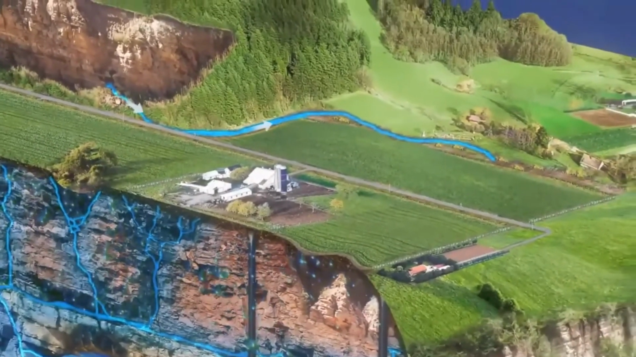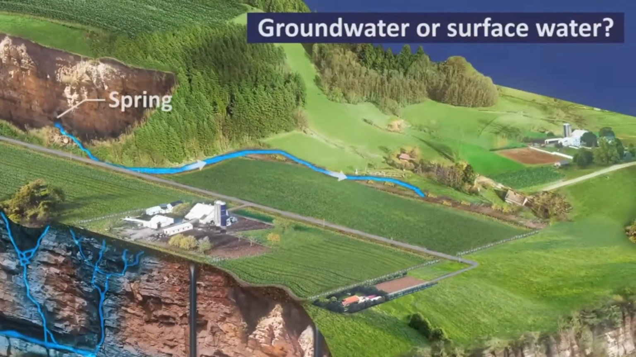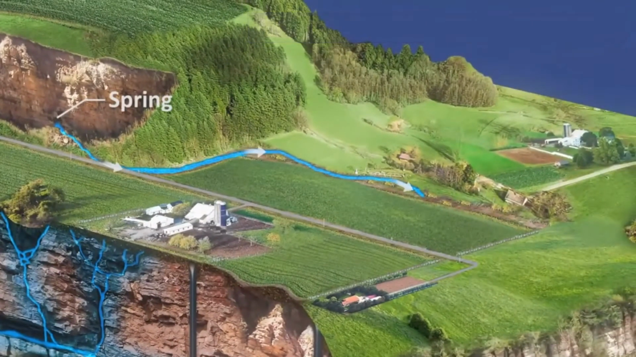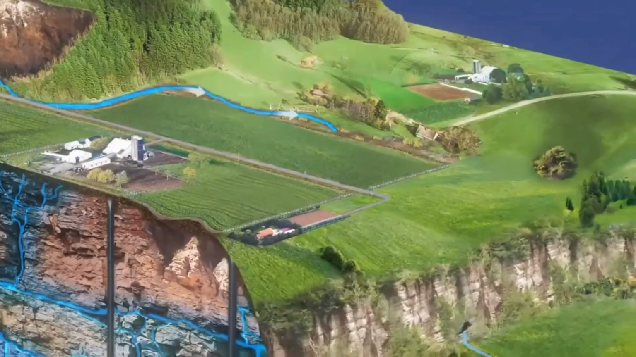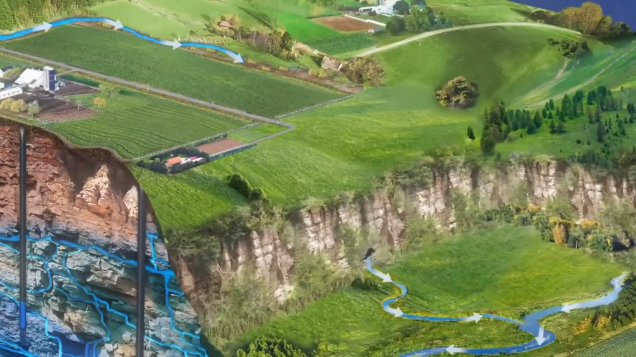The distinction between groundwater and surface water is not always clear. Groundwater may emerge as a spring, flow a short distance in a stream, and then disappear. This same water could then re-emerge within hours or days, farther downstream again as surface water.